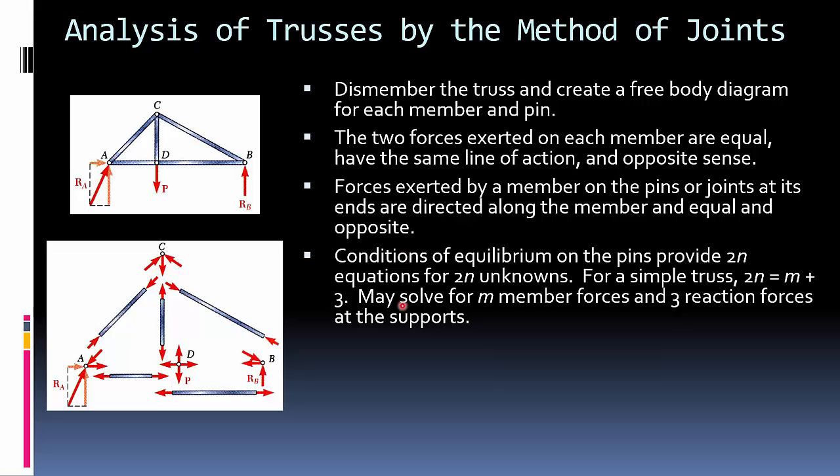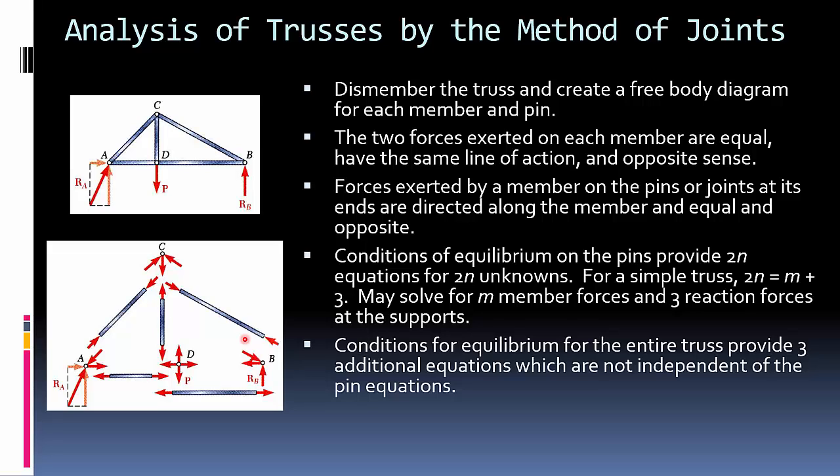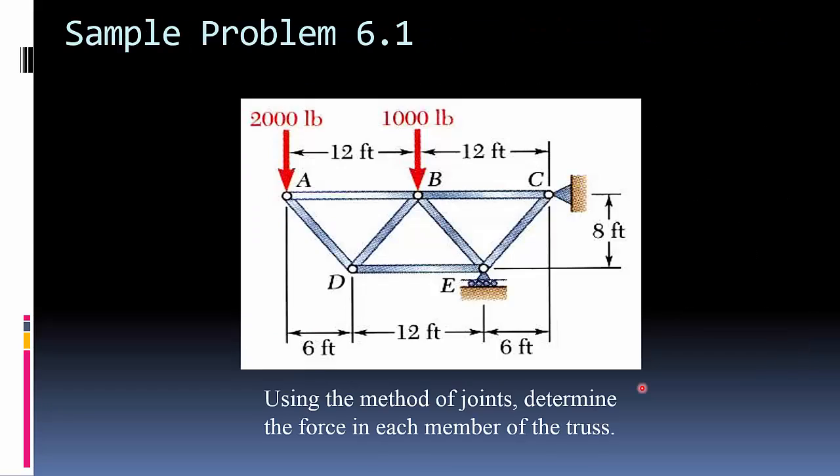Conditions for unknowns: at any point you can solve for two unknowns. And you have the conditions overall, the equilibrium of the whole thing, which makes it possible to solve for all the unknowns, the two unknowns at each point, but also the three unknowns overall, treating it as a rigid body. So let's do an example of this. This is example 6.1.